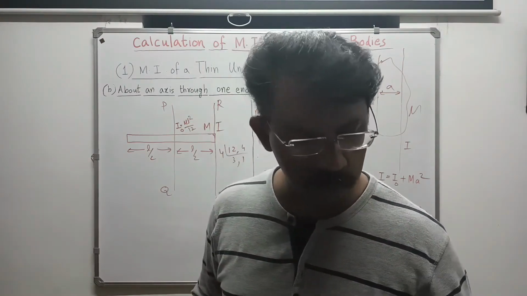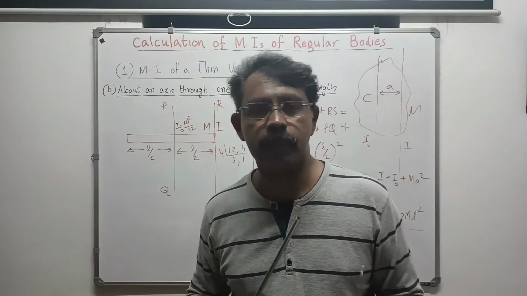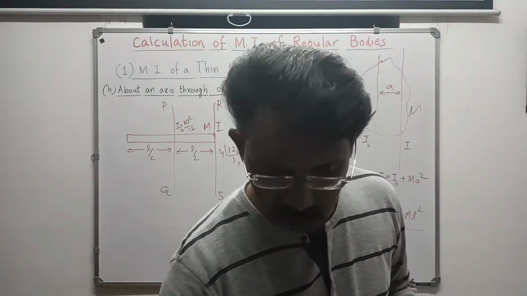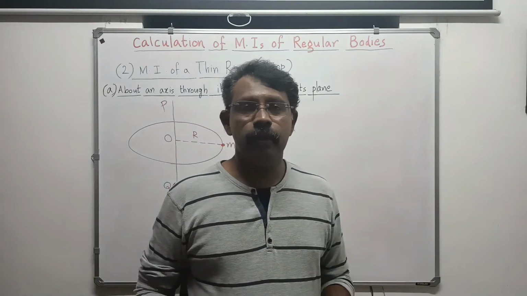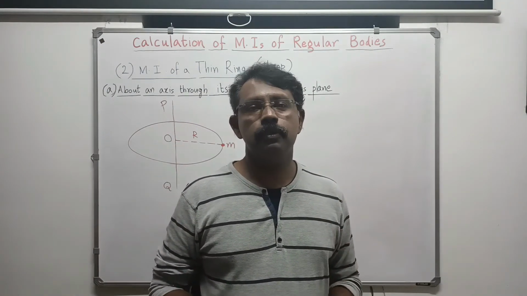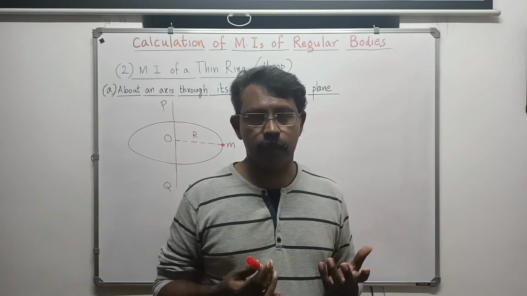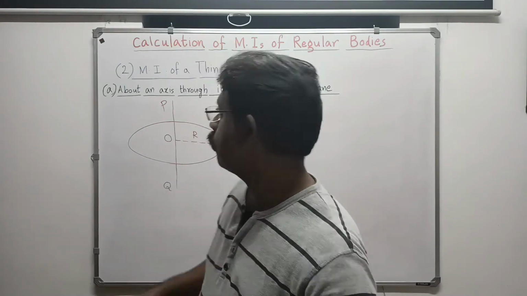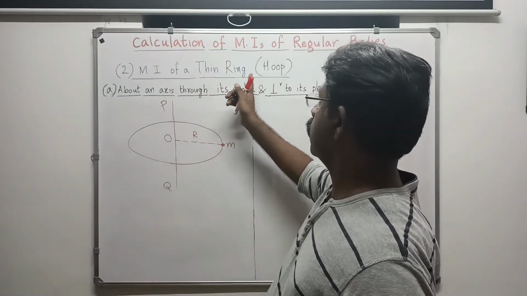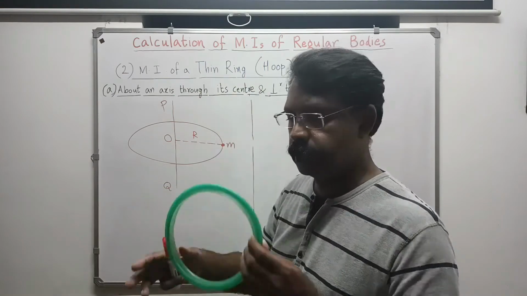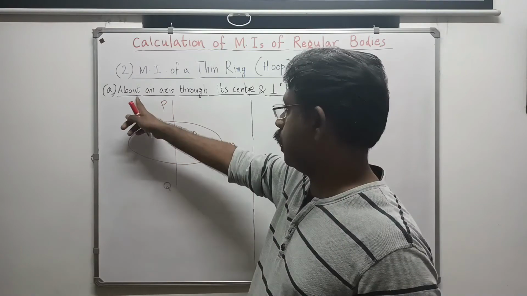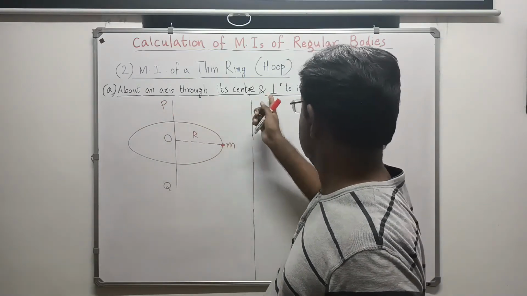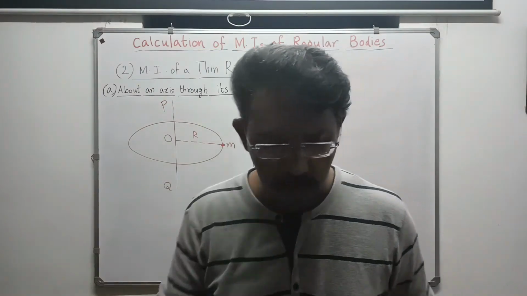Now we will pass on to the moment of inertia of a thin ring. Ring means something like this. Now the second body whose moment of inertia we are going to find out is a ring. Moment of inertia of a thin ring, or it is called a hoop, just like this. And the axis that we are taking is an axis through its center and perpendicular to its plane. So what will be that axis?